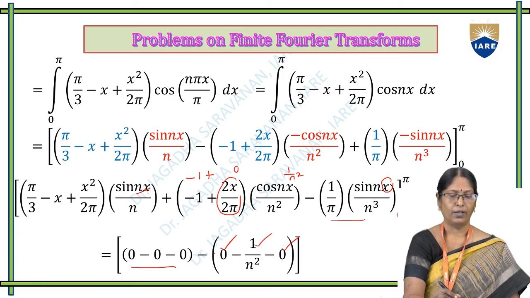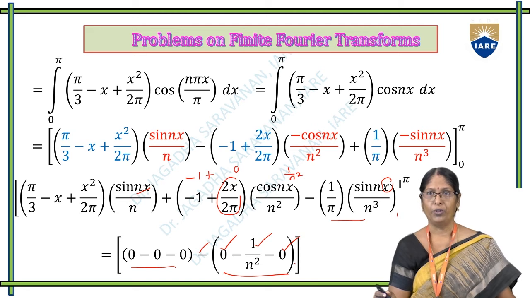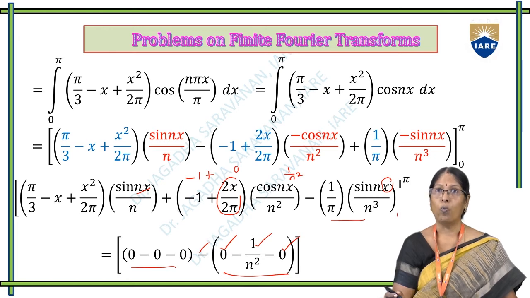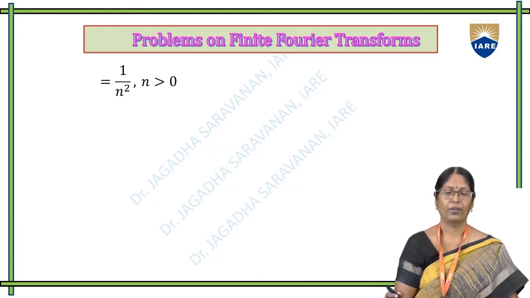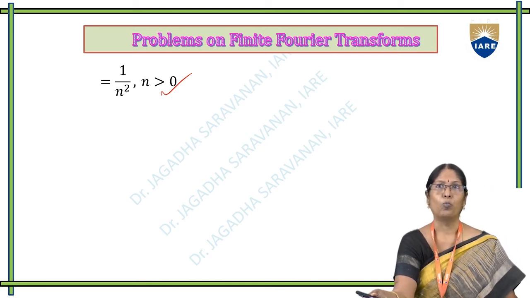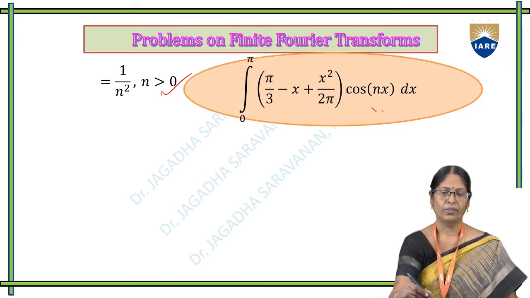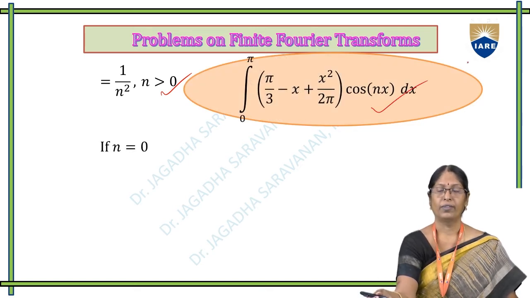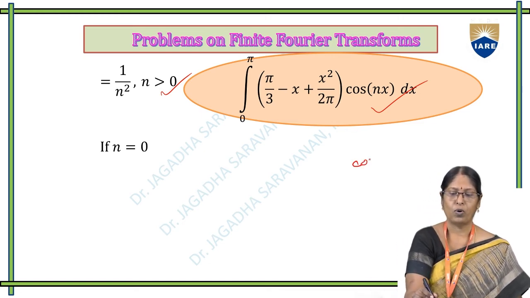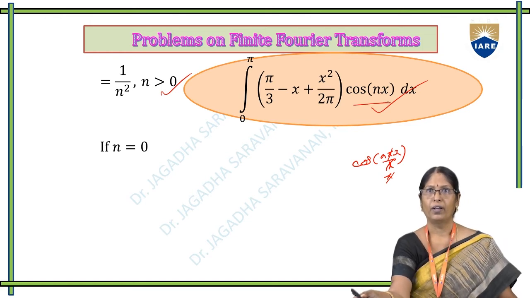Upper limit minus lower limit value. So minus, here minus, we got 1 by n square. This is for n greater than 0, that is, n is taking values more than 0. So this is our question, that is f of x cos n pi x by L. Our L is pi, which cancels, so we got cos nx.